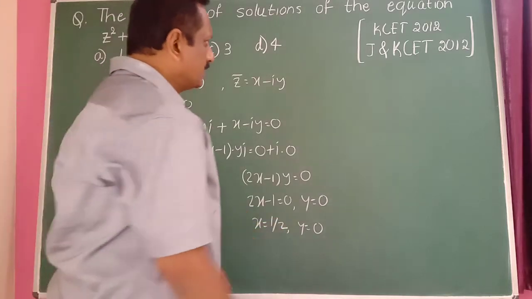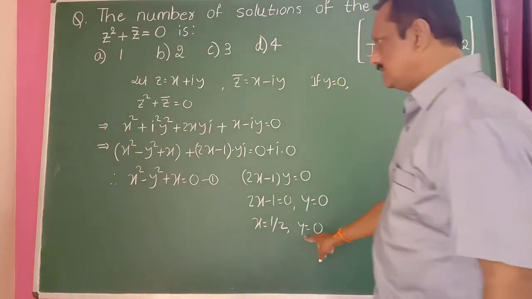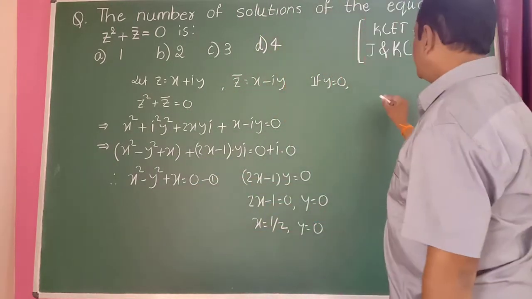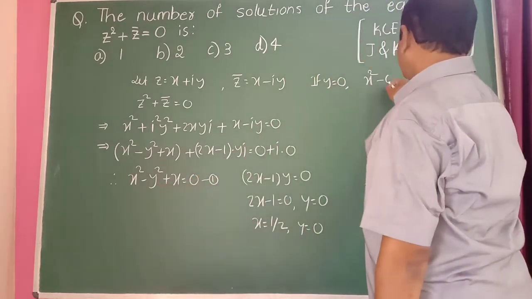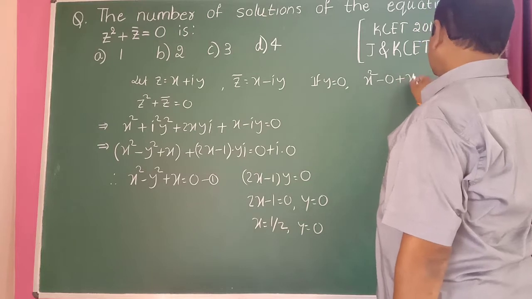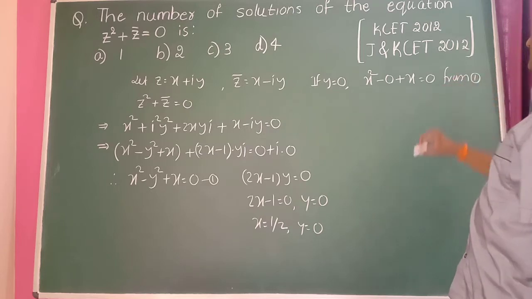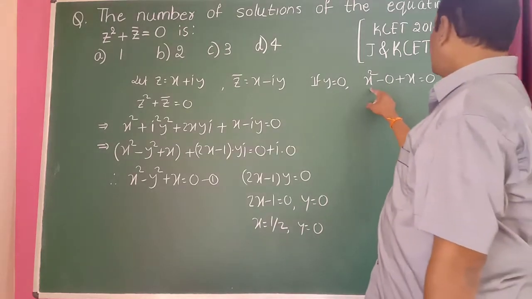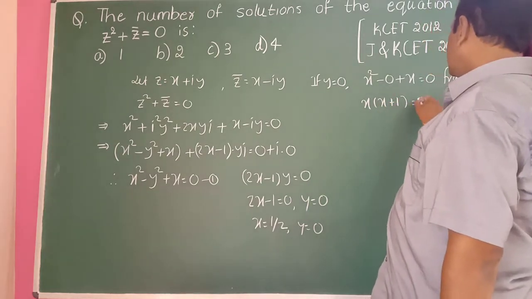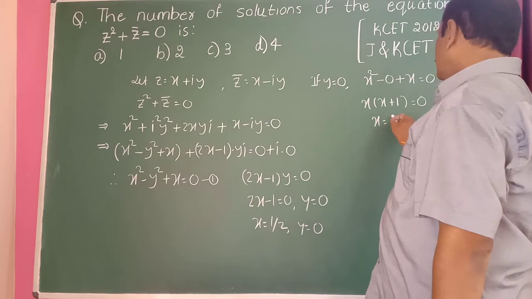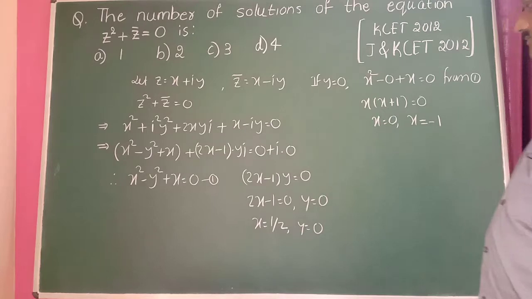Therefore, if y becomes 0, use it here. So x square minus 0 plus x is equal to 0 from equation number 1. Then x is the common factor, so x into (x plus 1) is equal to 0, so x equal to 0 and x is equal to minus 1.